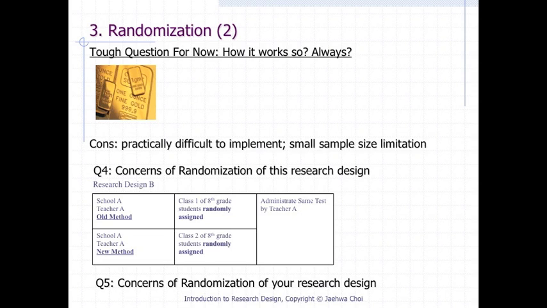For example, from the research design in this slide, randomly assigning students into classes with different teaching methods can yield some concerns. Is this easy to implement? Why not? Adapt random assignment into your own research design and provide concerns of randomization of your research design.